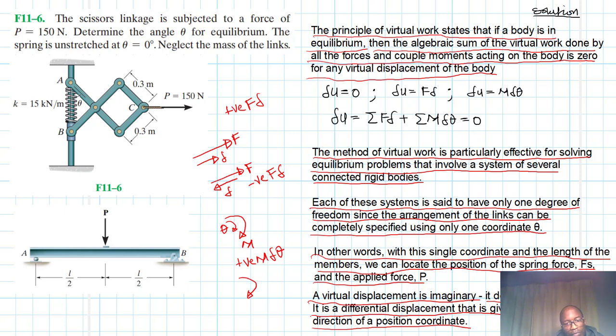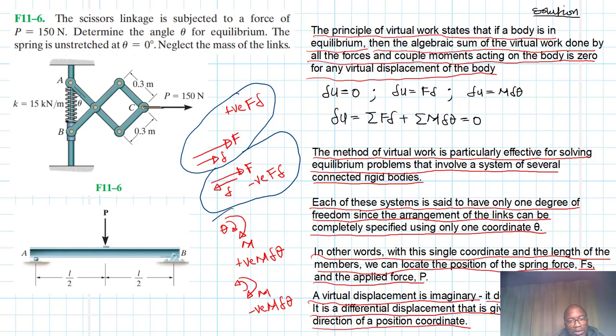But when you have a moment in this direction, and then you have, like I said, both of them have to be parallel, and then you have the angle in the opposite direction, then you are going to have, in this case, a negative rotational virtual work. Okay, is that fine? So we are saying this is going with this, and this is going with this.